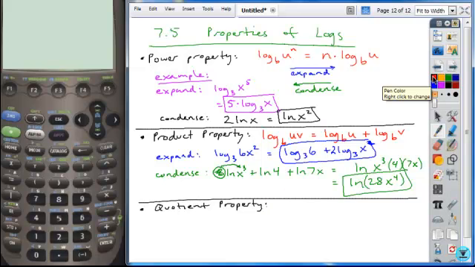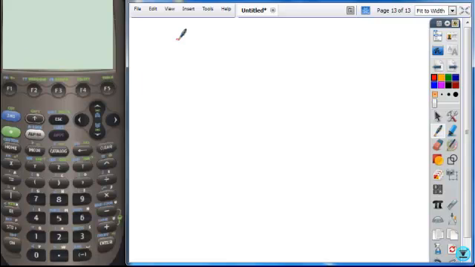So the quotient property basically combines these two. Okay? So let me take a look right here on the next page, and I'll come back to the property. Let's say I had the following: log of x over 3. And I asked you to condense this, or to expand this.